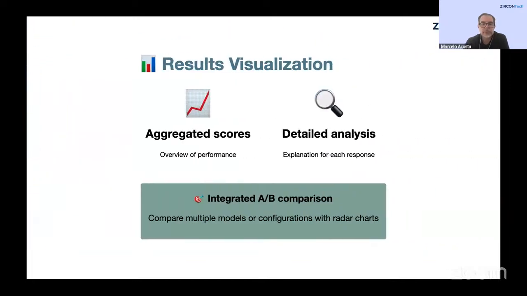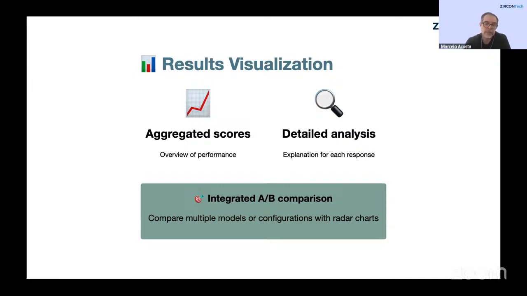Once you run the evaluation, Amazon Bedrock provides you with visualizations. First, you get aggregated scores that give you a high-level view of the model performance and any patterns that might be in errors. You also have a detailed analysis for each response. You can see the specific score, the detailed explanation of why that score, and some suggestions on what to improve.